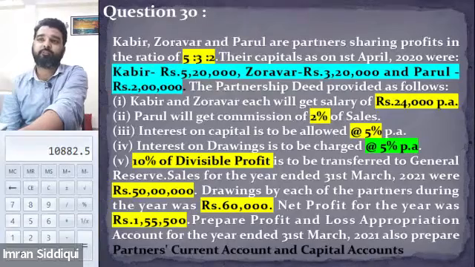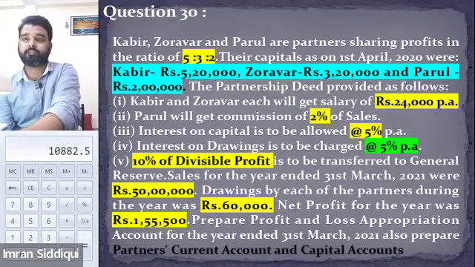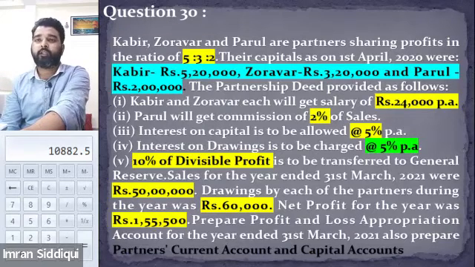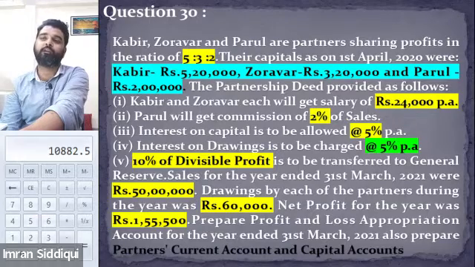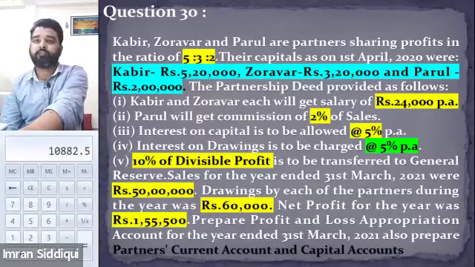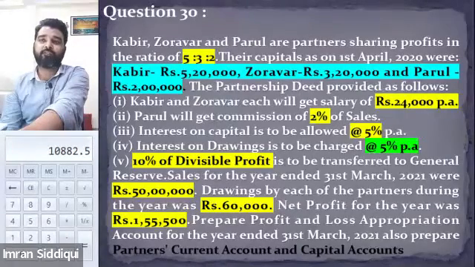Their partnership deed provides for the following things. First, Kabir and Zoravar will each get a salary of 24,000 per annum. Parul will get a commission of 2% on the value of the sales. Interest on capital is at 5% for partners. This time we also have interest on drawing to be charged at 5%. In item 5, 10% of the divisible profit needs to be transferred to the general reserve.